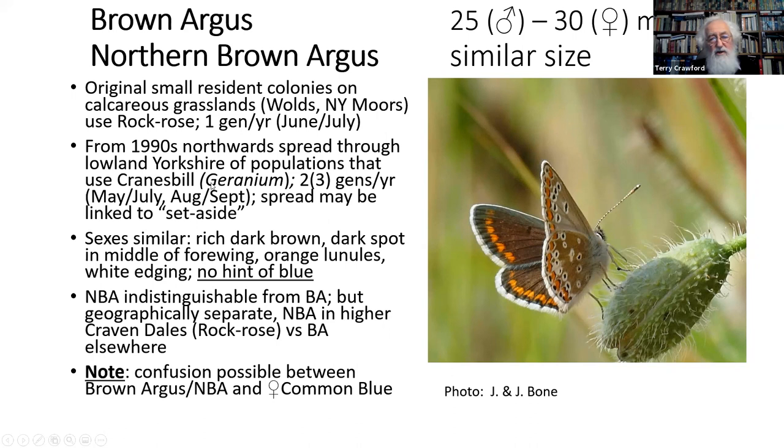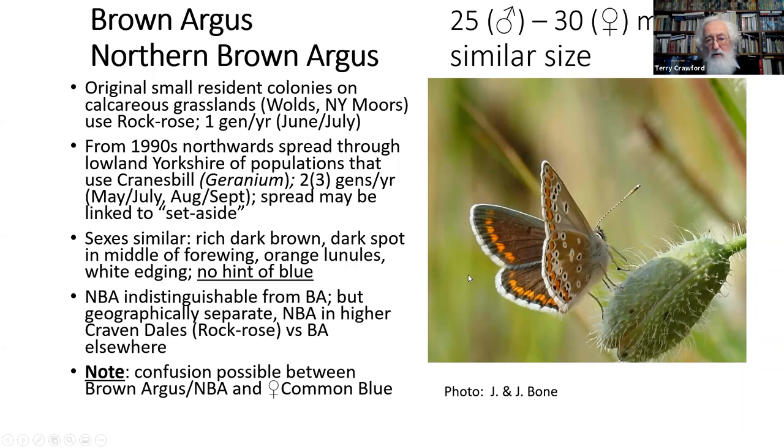the brown argus has started laying eggs on geranium. And instead of having one generation a year, it's having two, possibly three generations a year, and it moved fairly rapidly northwards, possibly assisted by set-aside and these weedy geraniums growing on set-aside. Now, the males and females are similar. They're this rich dark brown colour.